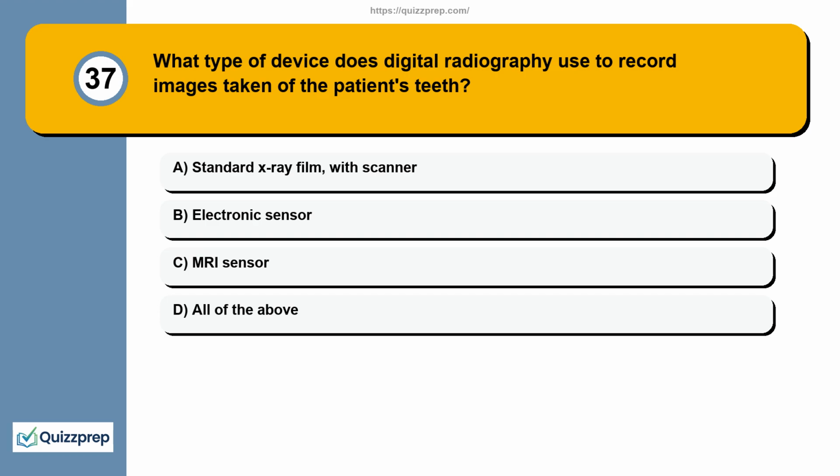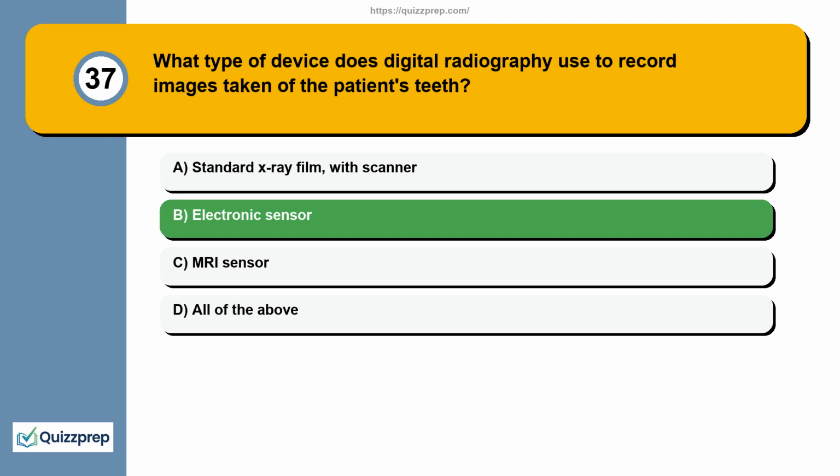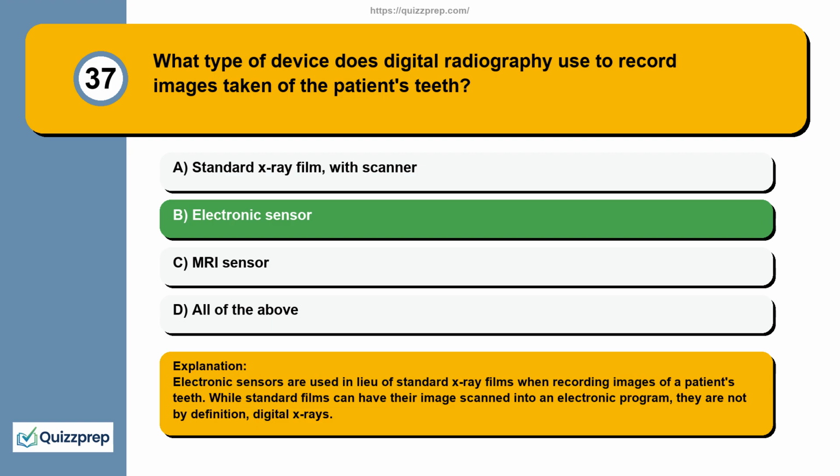Question 37. What type of device does digital radiography use to record images taken of the patient's teeth? Standard X-ray film with scanner, electronic sensor, MRI sensor, all of the above. Electronic sensors are used in lieu of standard X-ray films when recording images of a patient's teeth. While standard films can have their image scanned into an electronic program, they are not by definition digital X-rays.